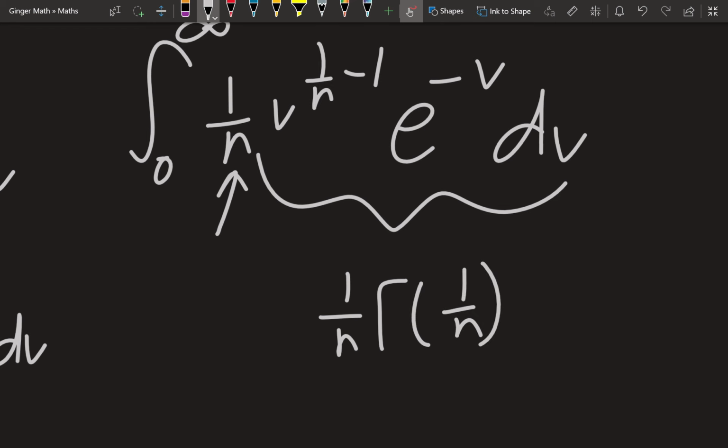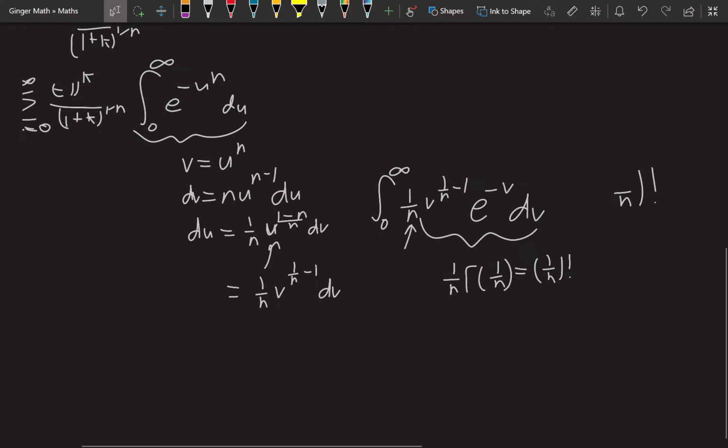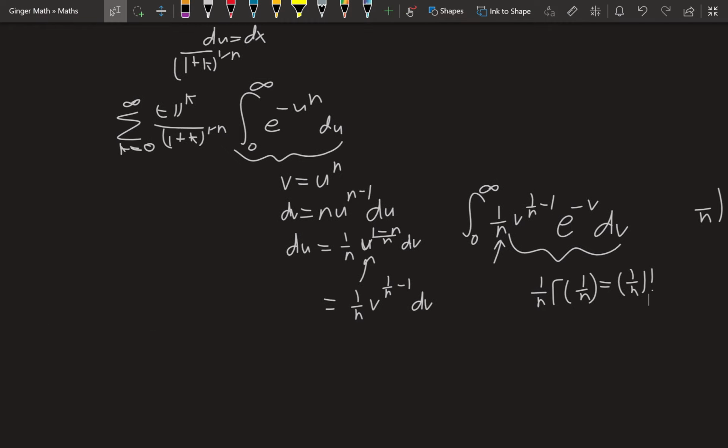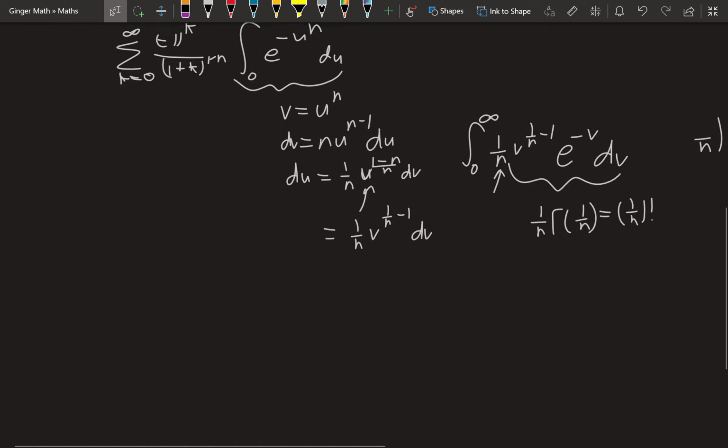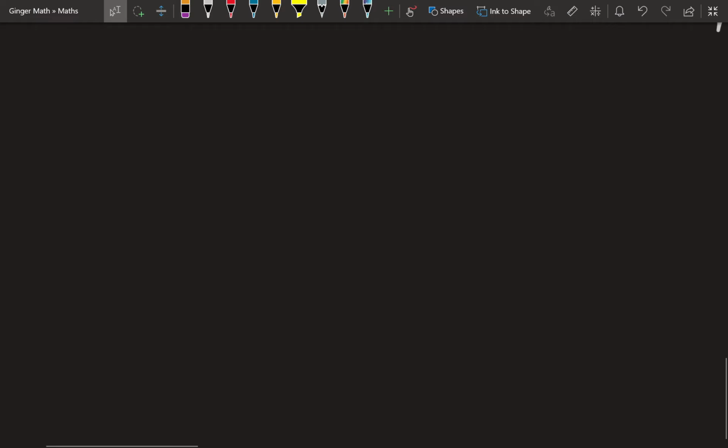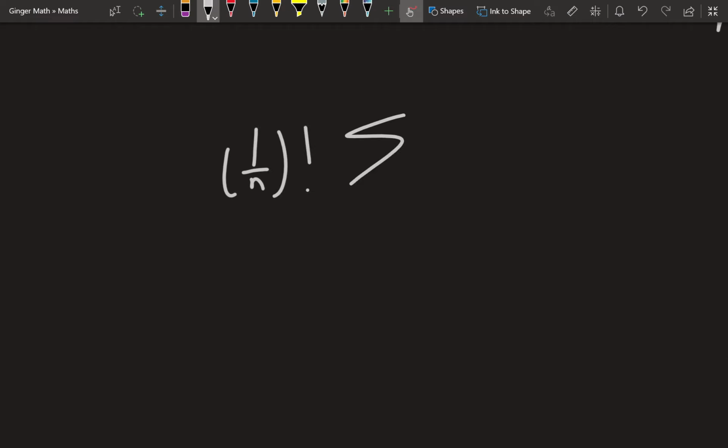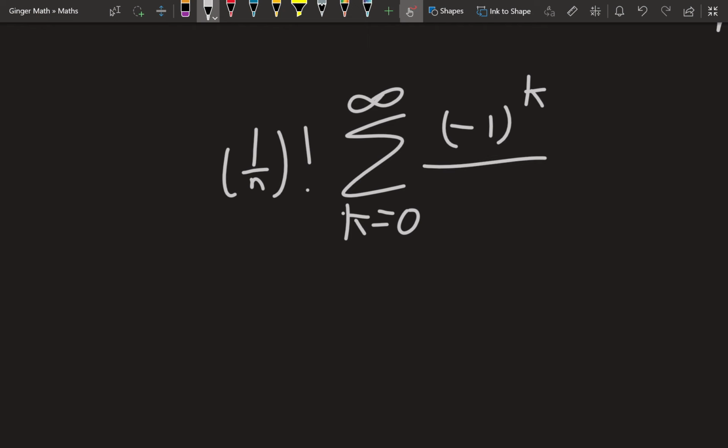But by properties of factorials and the gamma function, this right here is just, by definition, 1 over n factorial. So now that we've completed our fun little side quest of showing that the generalized version of the Gaussian is just 1 over n factorial, we're left with an infinite sum. So we have a 1 over n factorial, I'm just going to put that up front, times the sum from k equals 0 to infinity of negative 1 to the k over 1 plus k to the 1 over n.